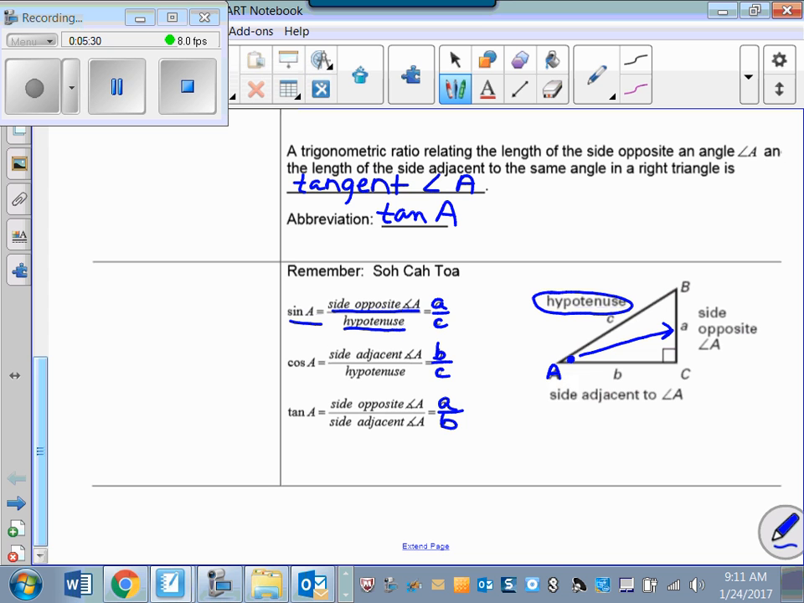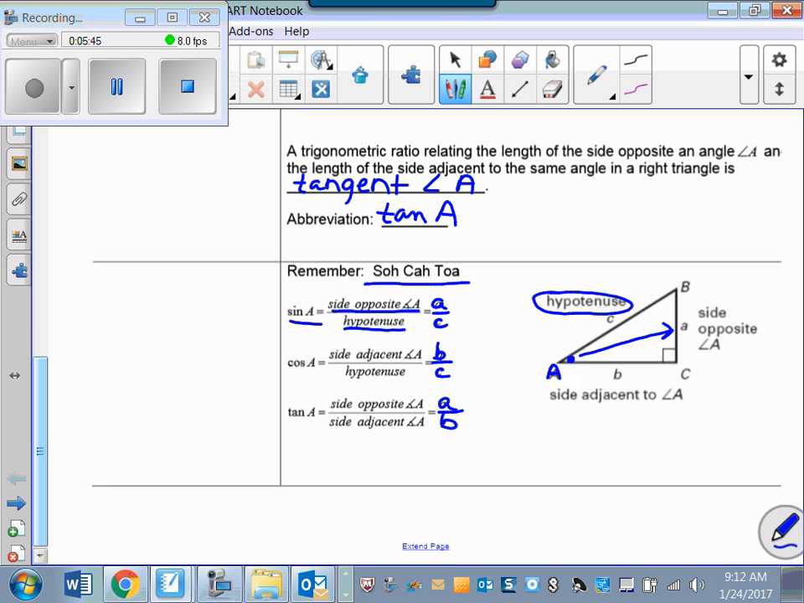All right, here's a little thing. You've probably heard of this. Maybe you have, maybe you haven't. But Sohcahtoa. There's actually a little story about Chief Sohcahtoa. I don't know the story, but I do know that Sohcahtoa helps a lot of people remember their trig ratios.